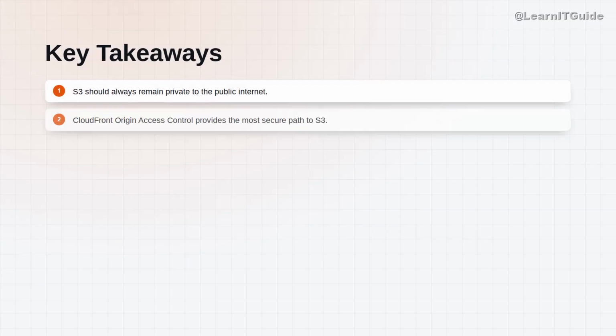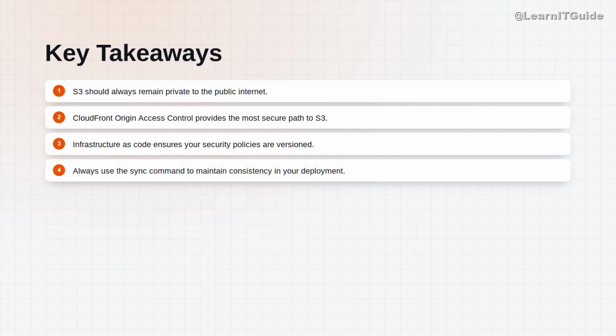To recap, S3 should always remain private to the public internet. CloudFront Origin Access Control provides the most secure path to your storage. Infrastructure as code ensures your security policies are versioned, and always use the sync command to maintain consistency in your deployment. We have covered the professional workflow for static hosting on AWS.